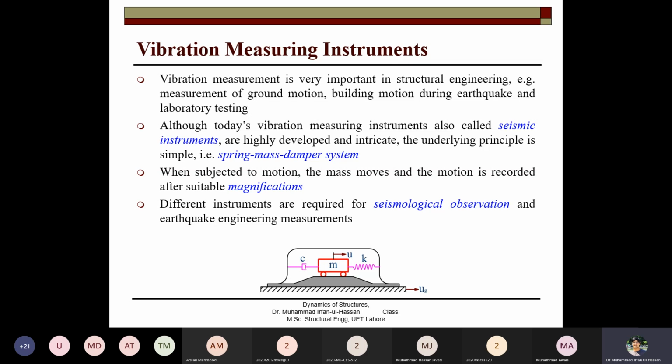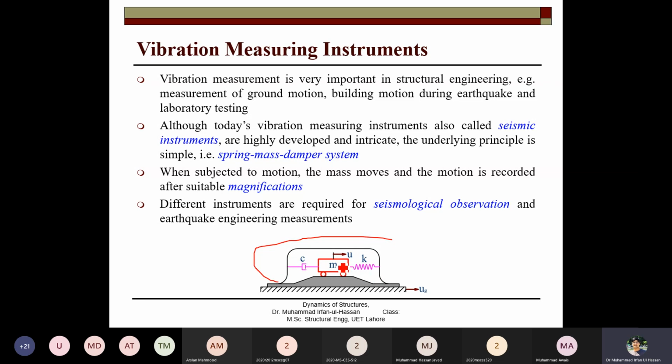These are also called seismic instruments in civil engineering, and they are highly developed and intricate because they are very delicate instruments. The underlying principle is simple, the spring mass damper system. You can see the system. This transmissibility effect is basically used, and the spring mass system is installed inside this equipment.